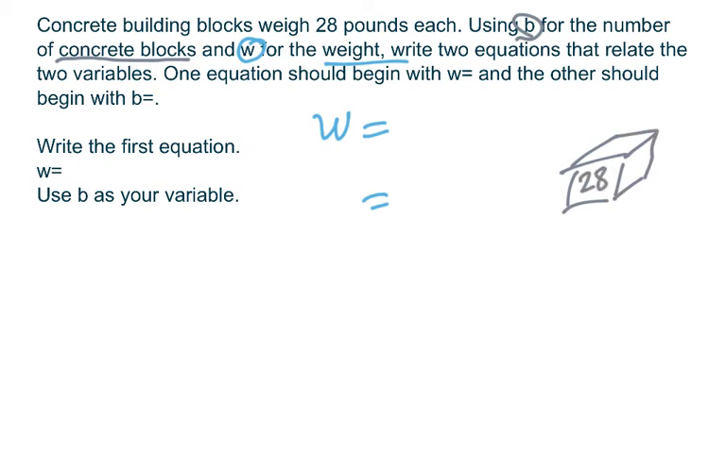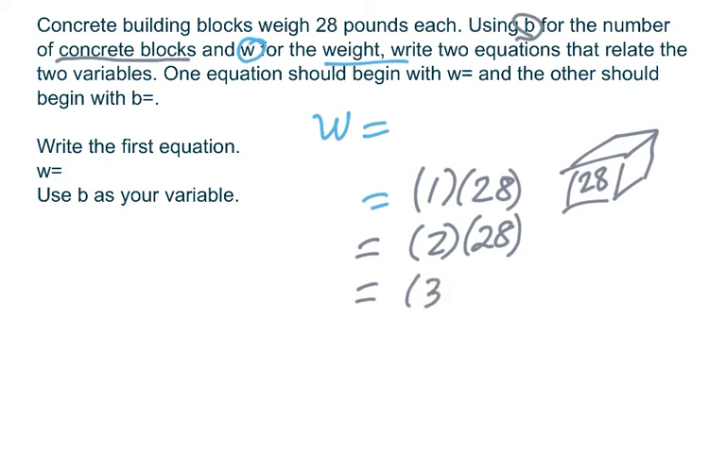So if I only have one of them, then I have 1 times 28. If I put 2 of them on, it'll be 2 times 28. If I have 3 of them, it's 3 times 28. And so you start to see the beginning of the pattern that will help us build an equation. For each block that I put on, I'll take 28 and multiply it by the number of blocks, and that will give me the total weight.